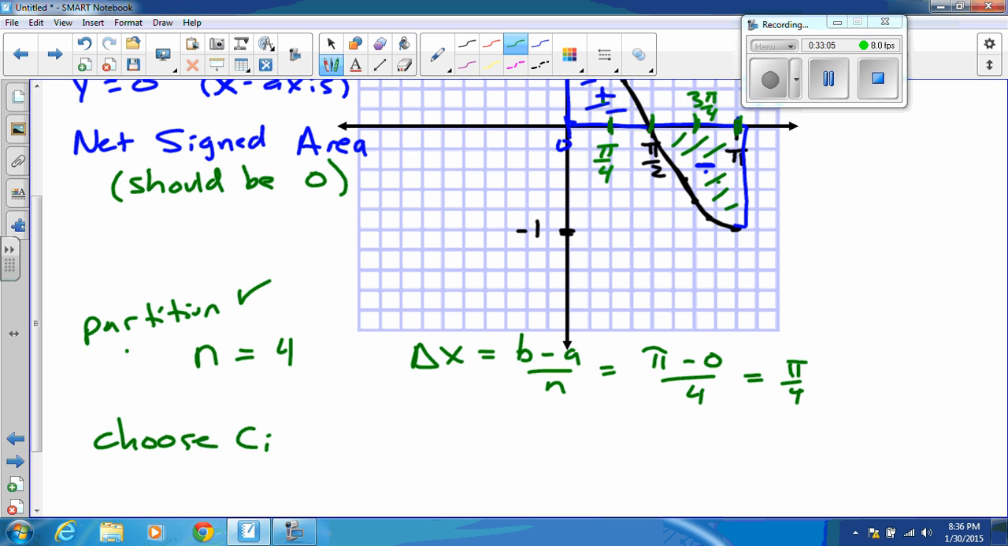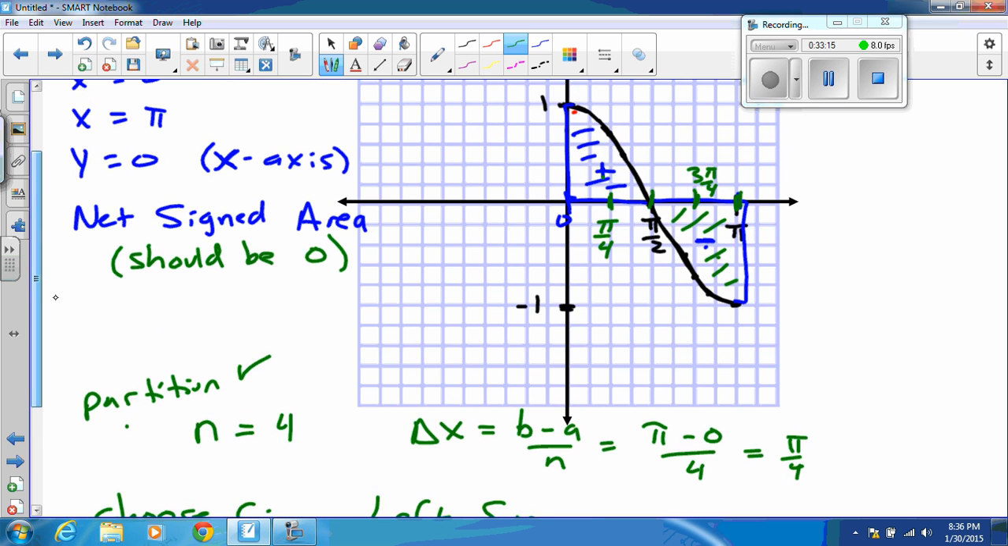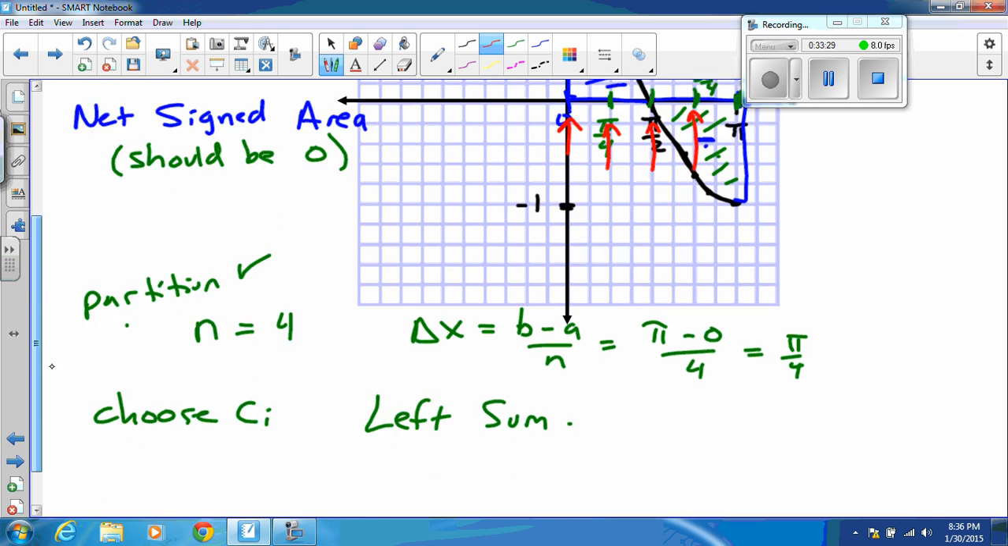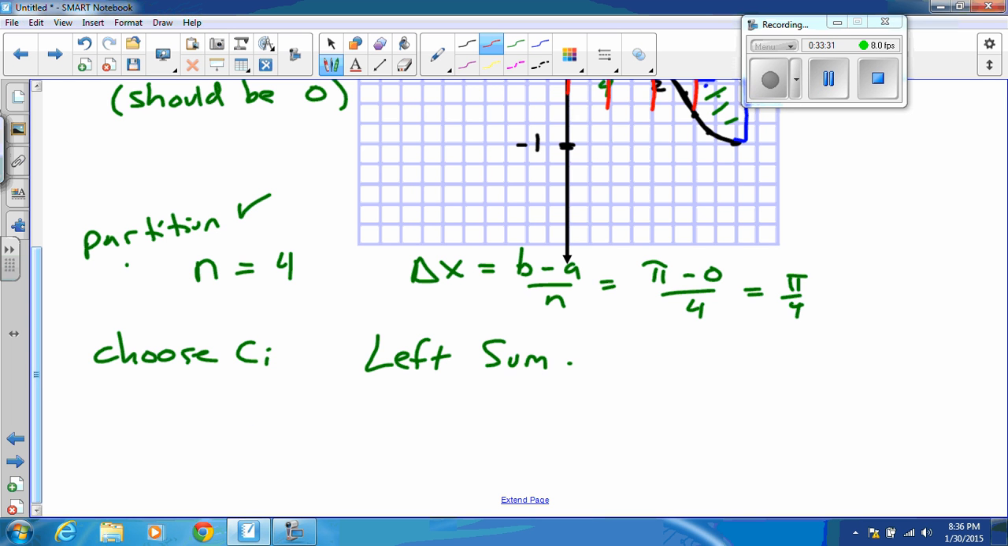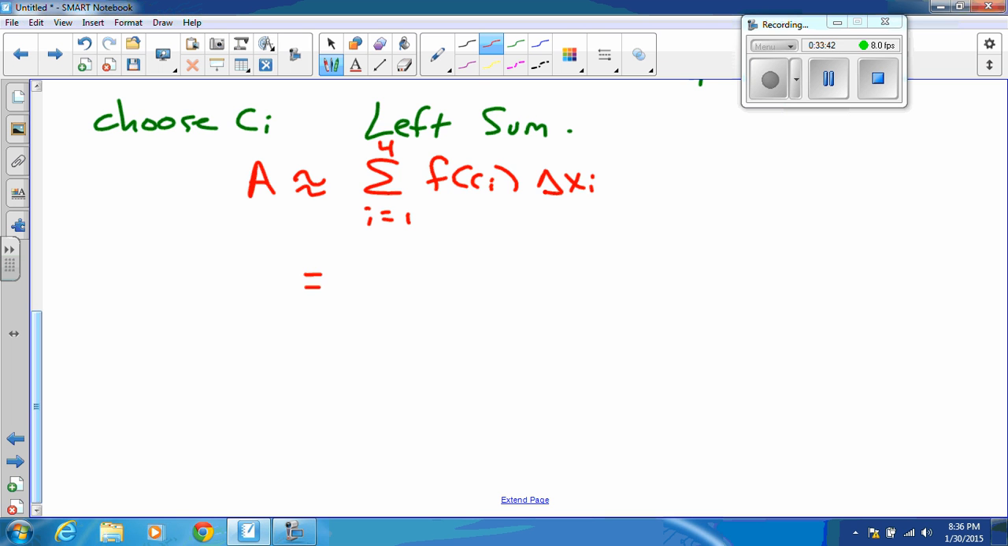Now we have to choose C sub i's. And we can choose from left sum or right sum or midpoint sum, or we could even make other choices. I'll talk about those other choices a little bit after this final example. Left sum, right sum, or midpoint sum. Let's just do a left sum for convenience. So if we do a left sum, you can go back to the graph. A lot of times I'll just identify my x's on the graph. I'm going to choose the left side of each subinterval, 1, 2, 3, 4.